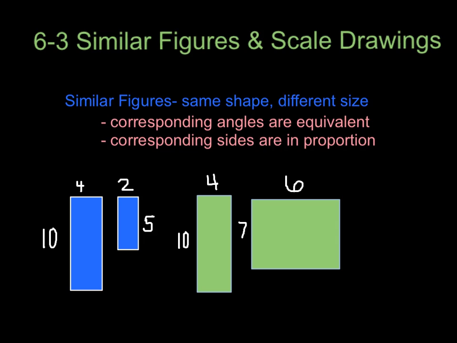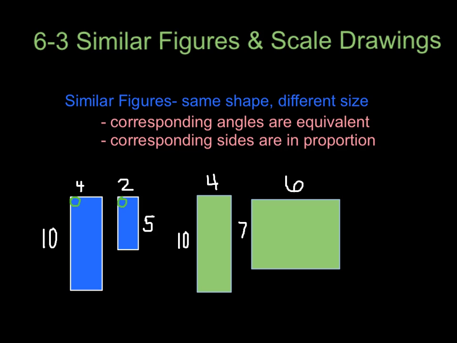In order for something to be similar, they need to have corresponding angles that are equivalent, and the corresponding sides must be in proportion. So I have here 2 examples. The first one, they have the same shape but different size, but don't take that for granted. You have to prove it mathematically. So if you look, all 4 of their angles are the same. They are corresponding. The matching angles would be the same. They're all 90 degrees. So those corresponding angles are equivalent.